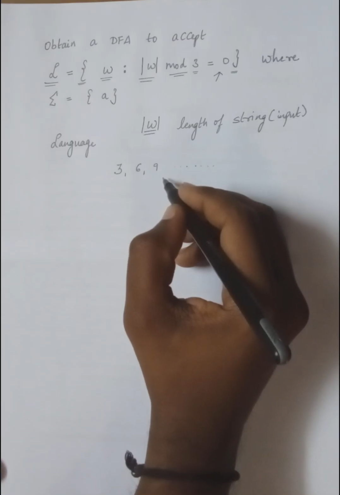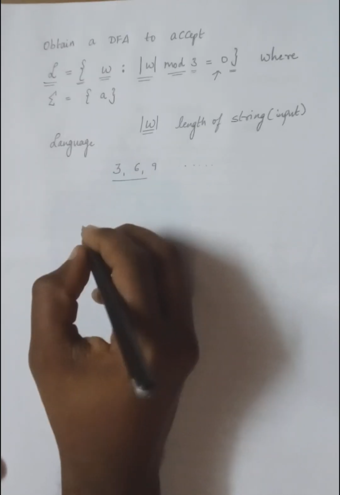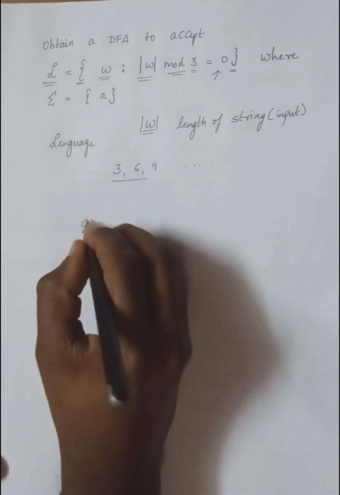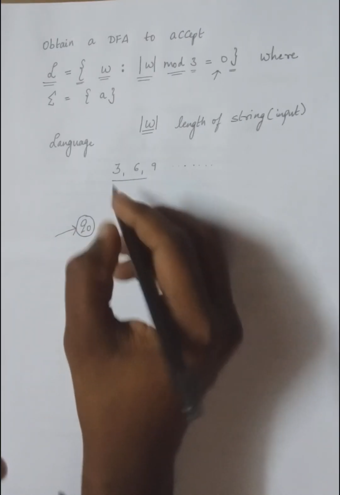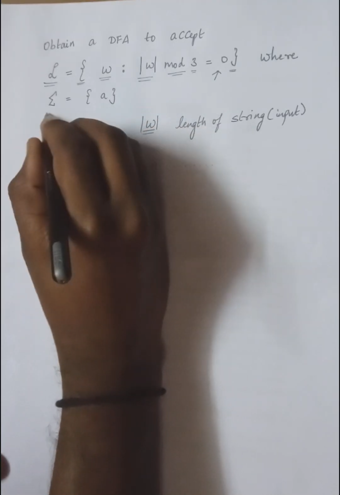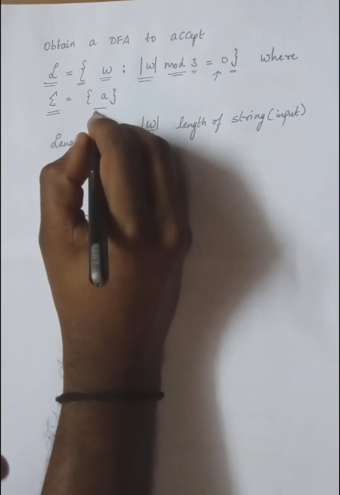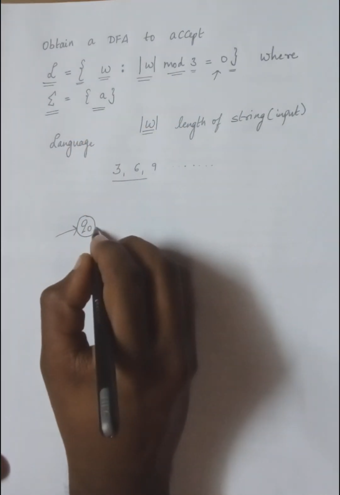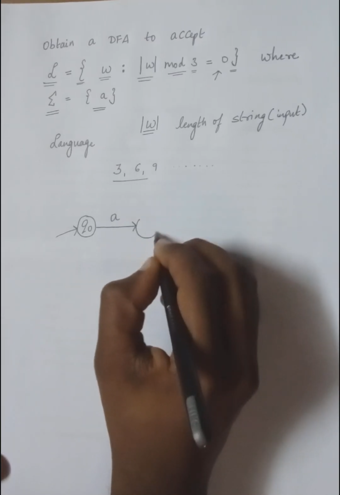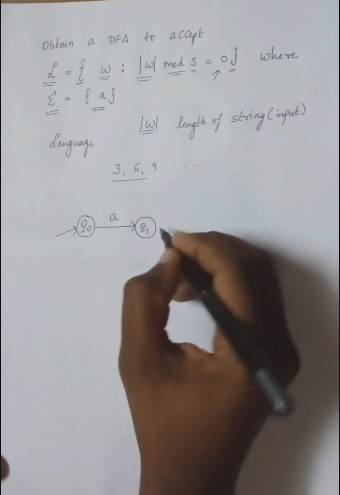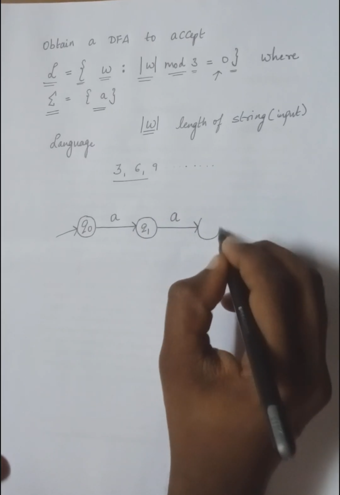Now we'll see how to draw a DFA for this type of problem. As usual, we'll start with a Q0 state and denote that as the starting state. The accepted strings as input use only the alphabet A. So we'll start like this: on A it goes to the Q1 state. Again, for the second input, you take one more A, that goes to Q2.